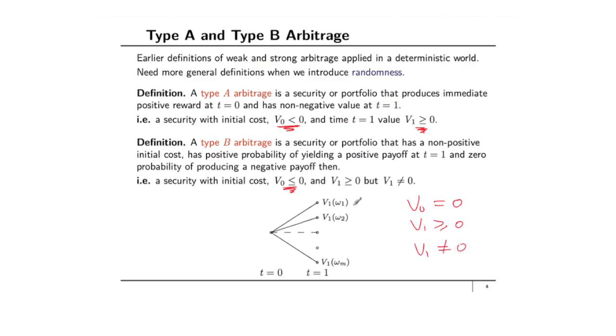So over here, you can think of this as being the different states of the lottery. Maybe there's one state where you win. Maybe this is a positive payoff for you, and all the other states are 0. So this is an example of a security which is greater than or equal to 0, but it's not strictly equal to 0 because of this positive payoff up here. Okay, so that's a type B arbitrage.